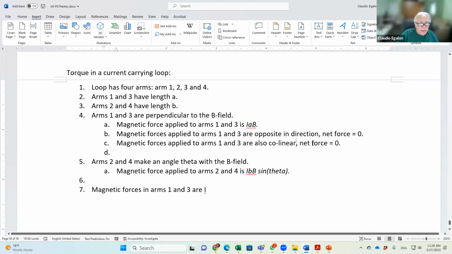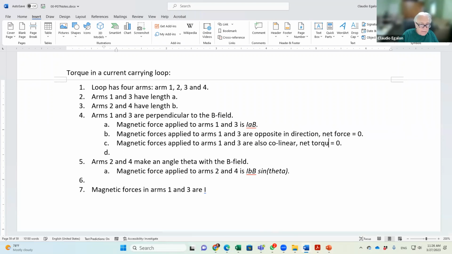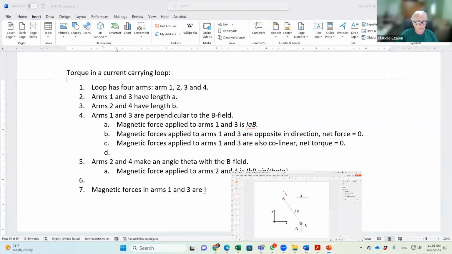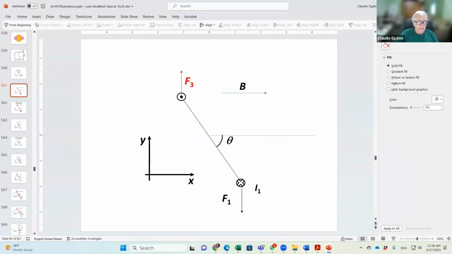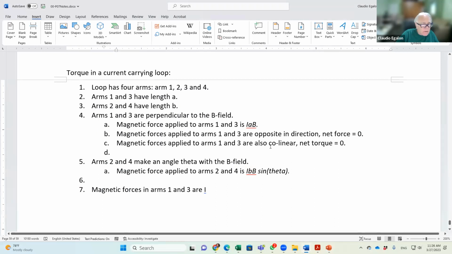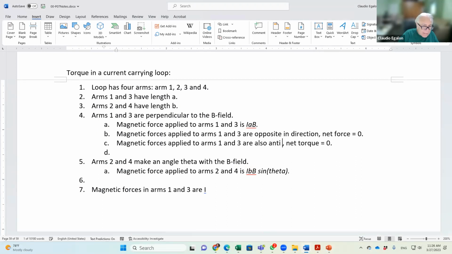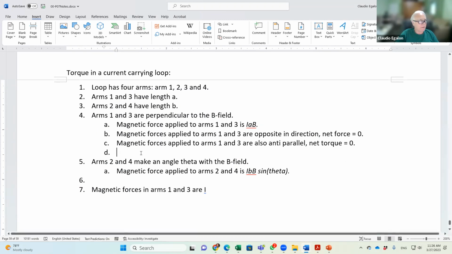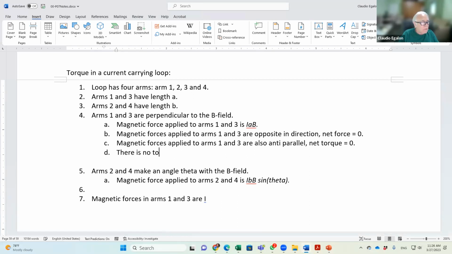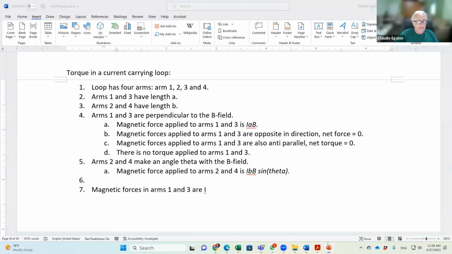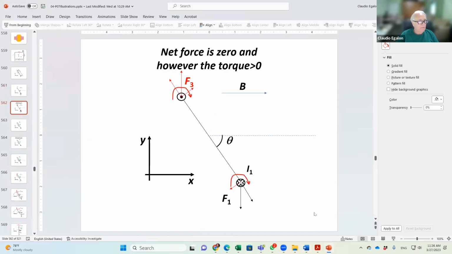Consequently, net torque is equal to 0. They're anti-parallel instead of collinear; they're also anti-parallel. Consequently, net torque is equal to 0. There is no torque applied to arms 1 and 3. Now let's take a look at arms 2 and 4.